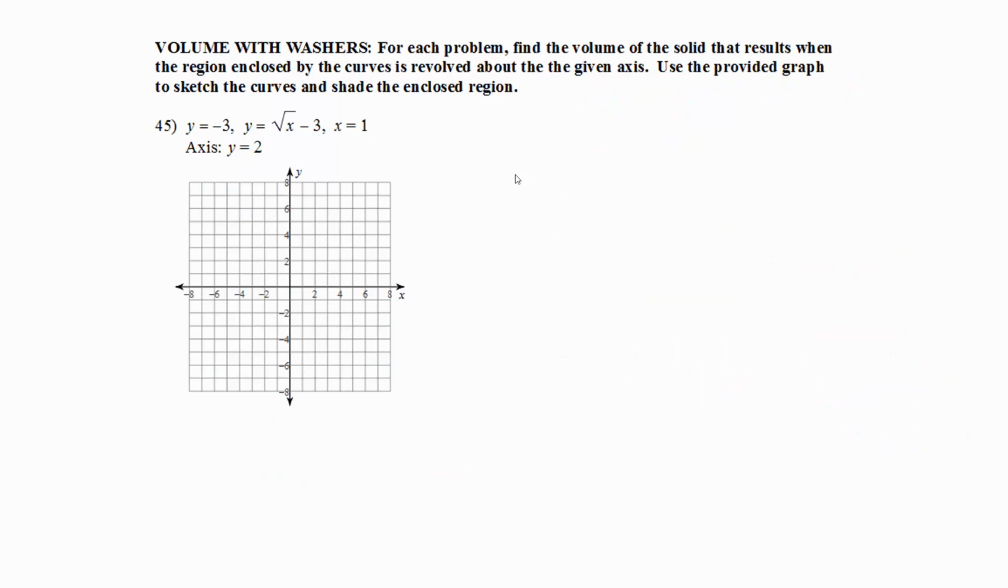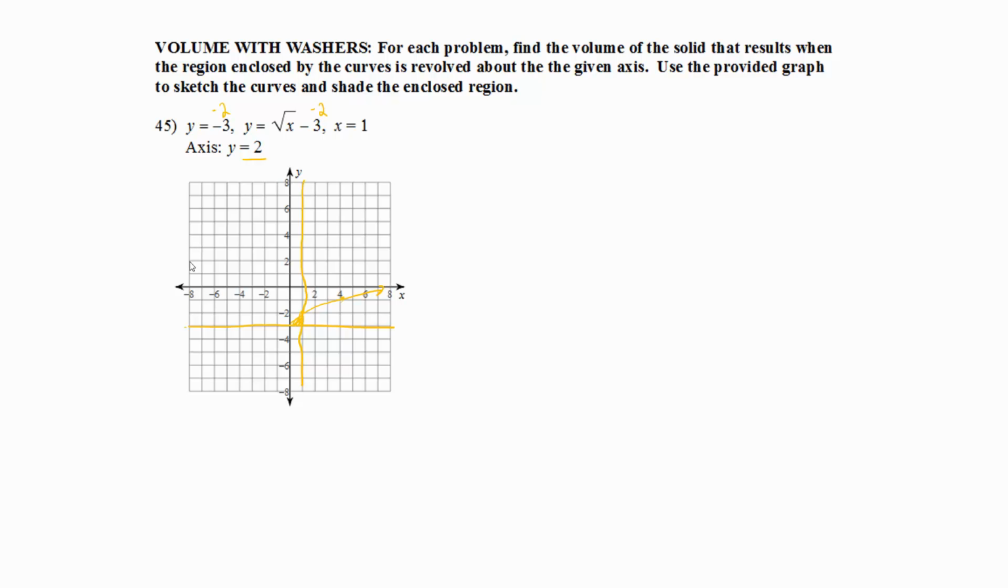Last problem, volume with washers, but we're not rotating around the x-axis, we're rotating around a different axis, which at some point is going to make us subtract 2 from both of these, but not until after we graph it. We have a line at y equals -3, that's a boundary. We have this square root function that starts at -3 right here. We have a boundary at x equals 1. We're going to make this be an itty bitty region that we are going to shade in right here.